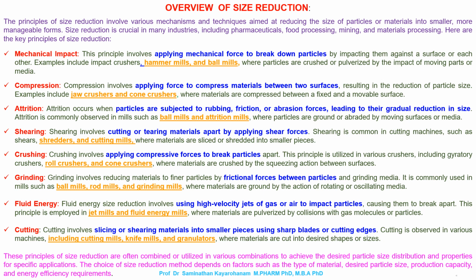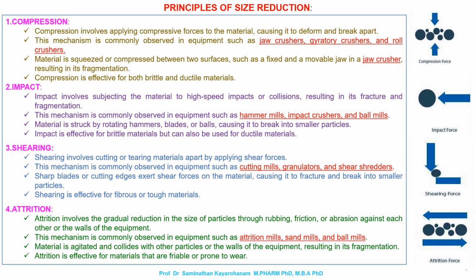The choice of size reduction method depends on factors such as the type of material, desired particle size, production capacity, and energy efficiency requirements. Principles of size reduction. 1. Compression. Compression involves applying compressive forces to the material, causing it to deform and break apart. This mechanism is commonly observed in equipment such as jaw crushers, gyratory crushers, and roll crushers. Material is squeezed or compressed between two surfaces, such as a fixed and a movable jaw in a jaw crusher, resulting in its fragmentation. Compression is effective for both brittle and ductile materials.